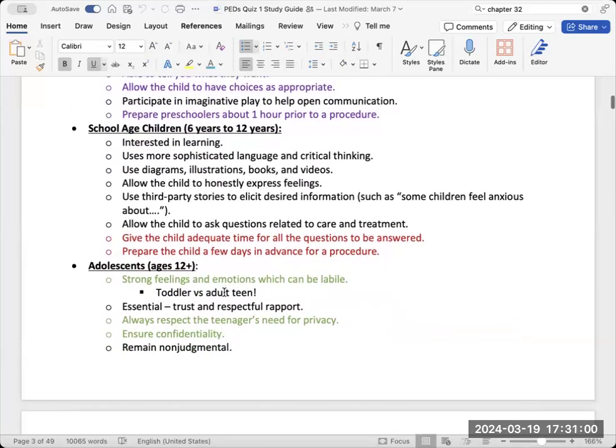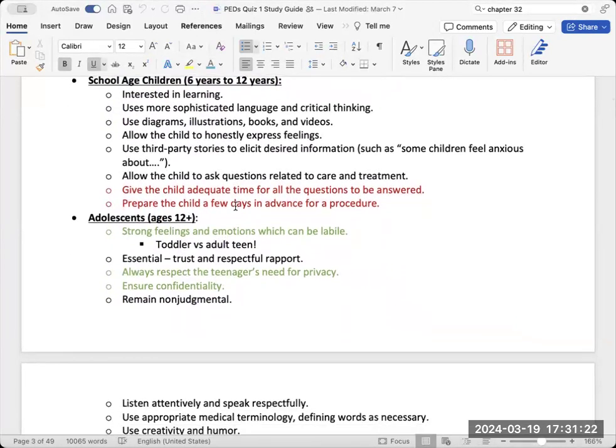For school-age children, we're talking about 6 to 12 years of age, right? So they're much older, so they're more interested in learning. They have more sophisticated language and critical thinking skills. So we could use things like diagrams and books and even videos, right? Allow these children to express their feelings honestly because they're able to tell you.